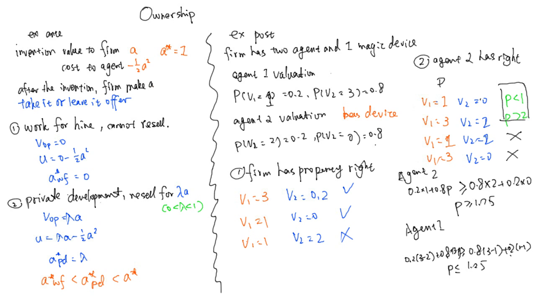So in short, we face a trade-off between work for hire and private development. Ex-ante, private development gives the agent more incentive to exert efficient effort. But ex-post, private development poses a very high barrier for efficient bargaining, and that makes it hard for the agent to cooperate. So when the firm decides ownership, it has to take these two parts into consideration.